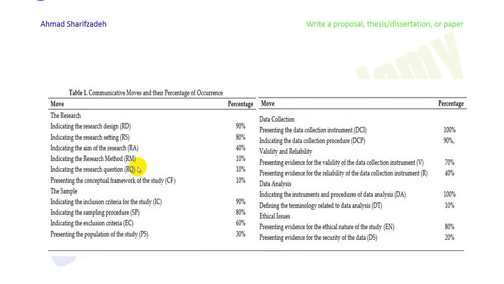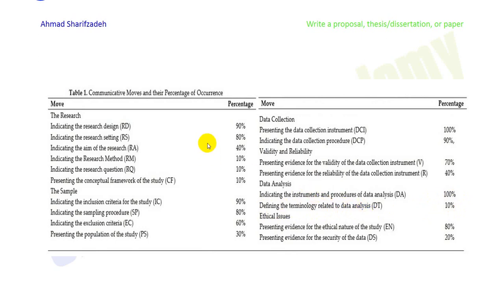But the others might depend on the nature of the research. For example, defining the terminology related to data analysis. This depends on the nature of research. In some cases, in 10% of the research, researchers talked about it, but in the other 90%, the researchers didn't talk about data analysis or terminology related to data analysis.